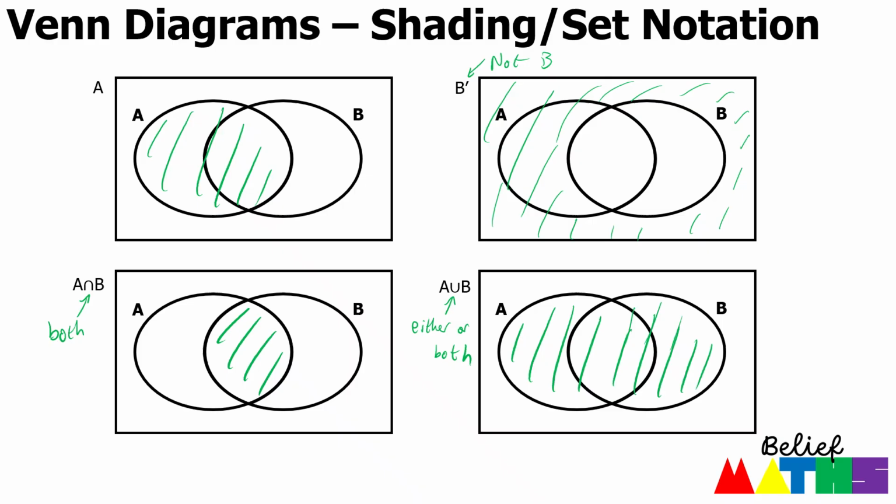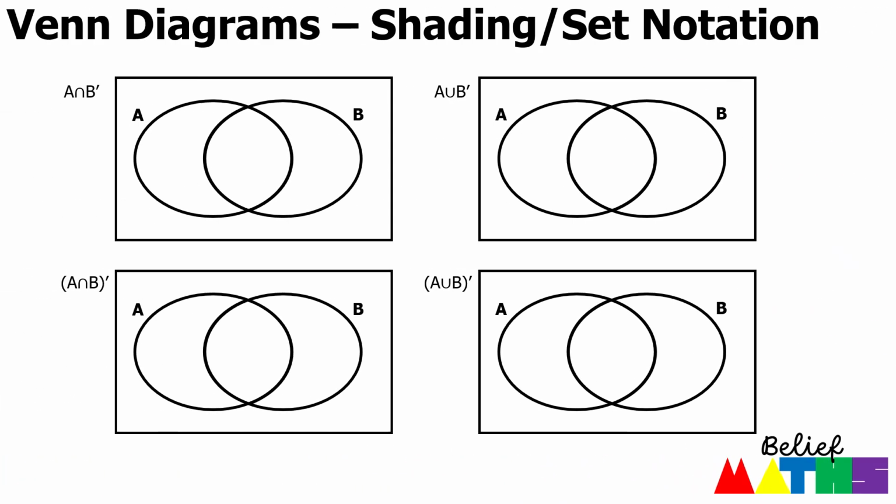Now we can take this one step further. The next level is where we start combining these complements with these unions and intersections. So this means in A and not in B. If it's inside A and it's not inside B, it's just this kind of crescent moon shape here. The next one says in A or not inside B. That's different. So we're inside A, which is all of this here, and then not inside B also includes this. So this does include the intersection.